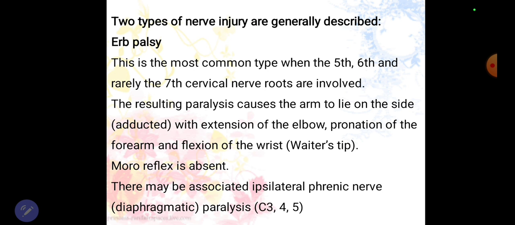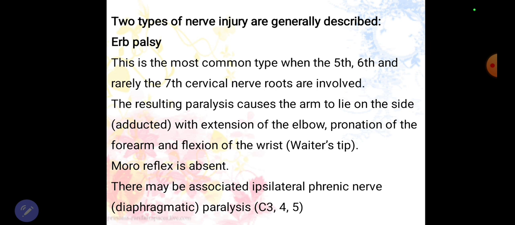There are two types of brachial nerve palsy. Erb's palsy is the most common type, involving C5, 6, and 7. The resulting paralysis causes the arm to lie at the side, adducted, with extension of the elbow and pronation of the forearm, with flexion of the wrist, which is called waiter's tip.